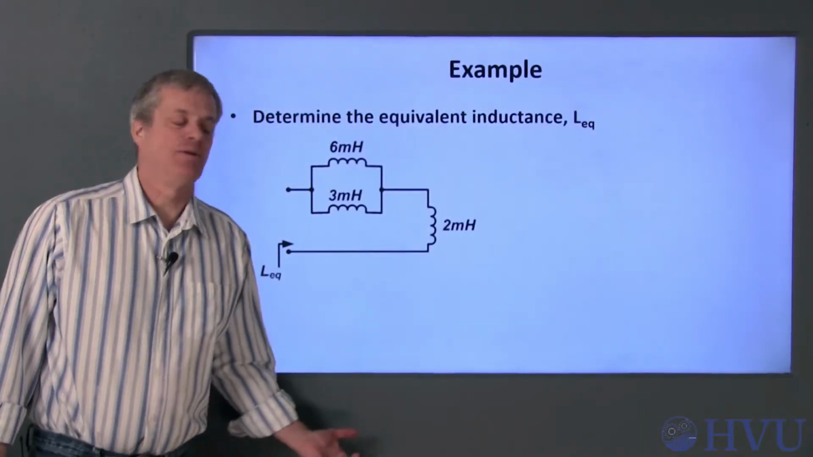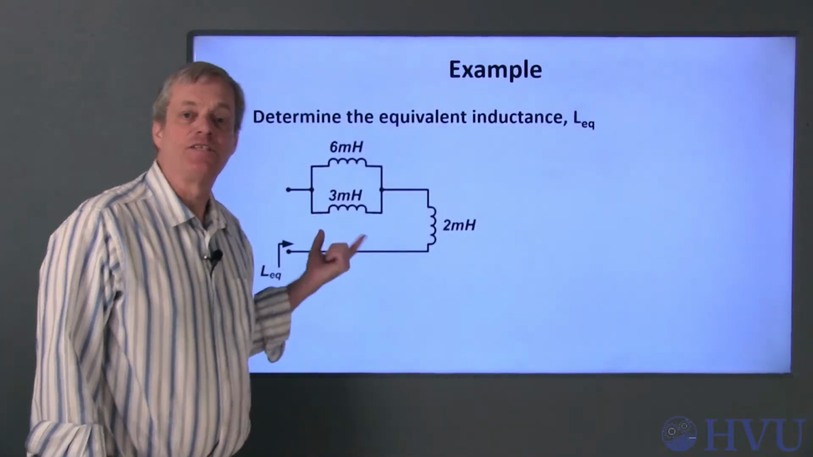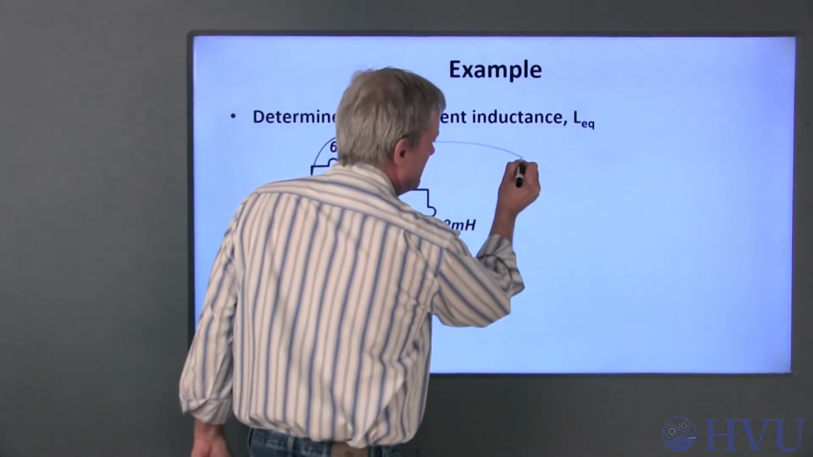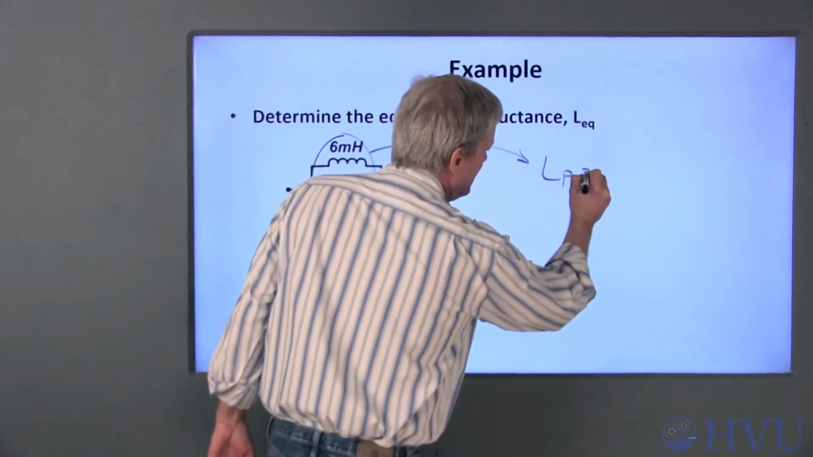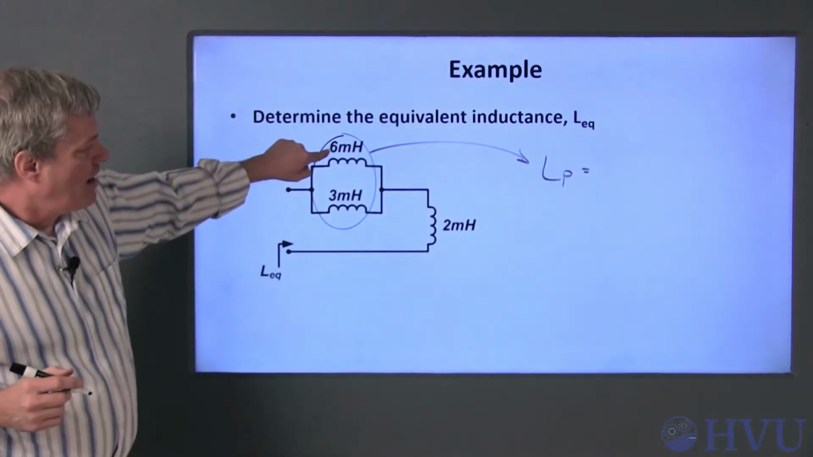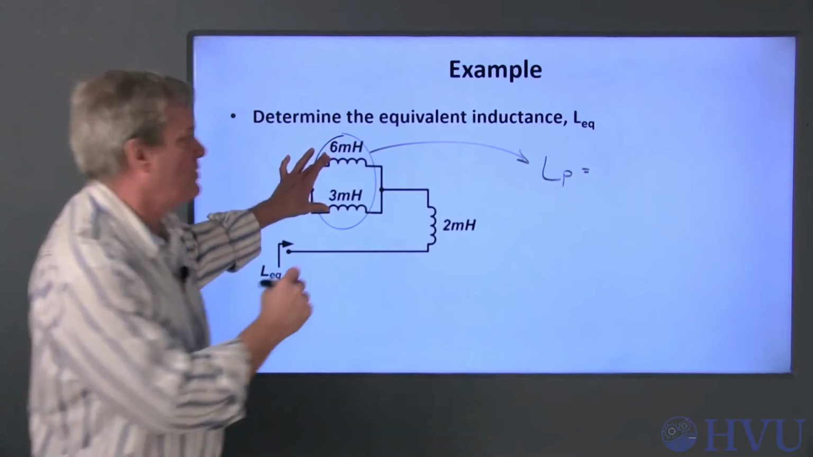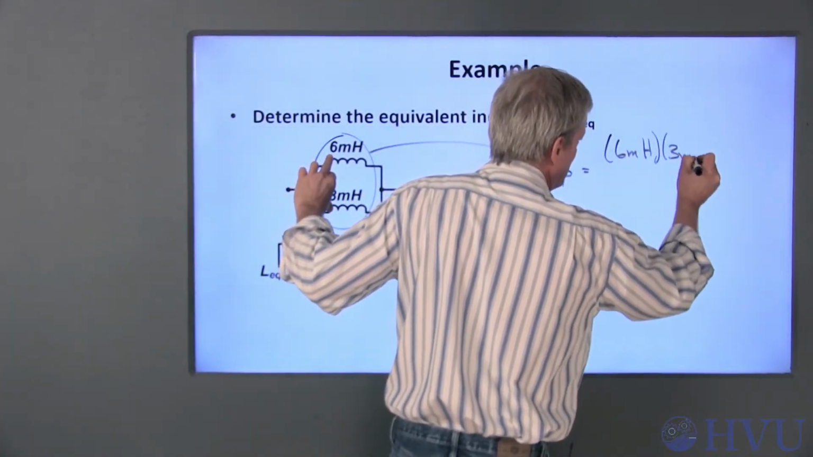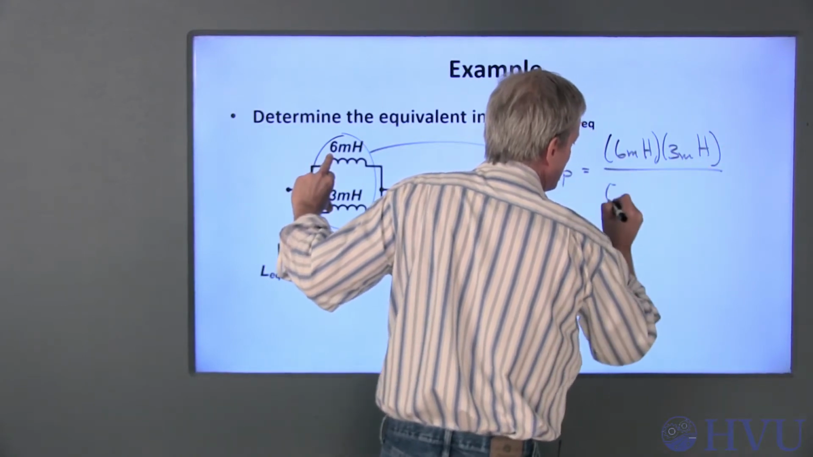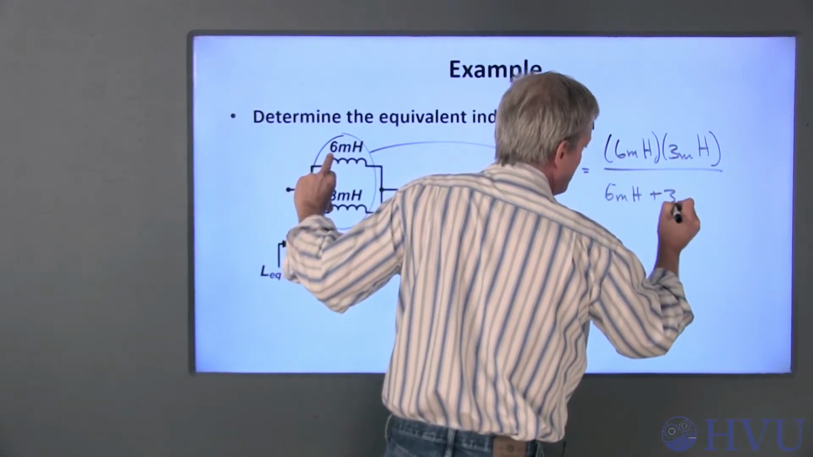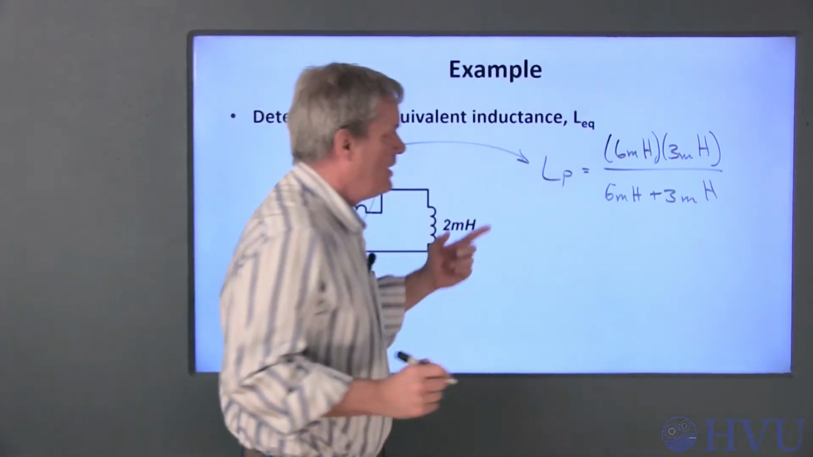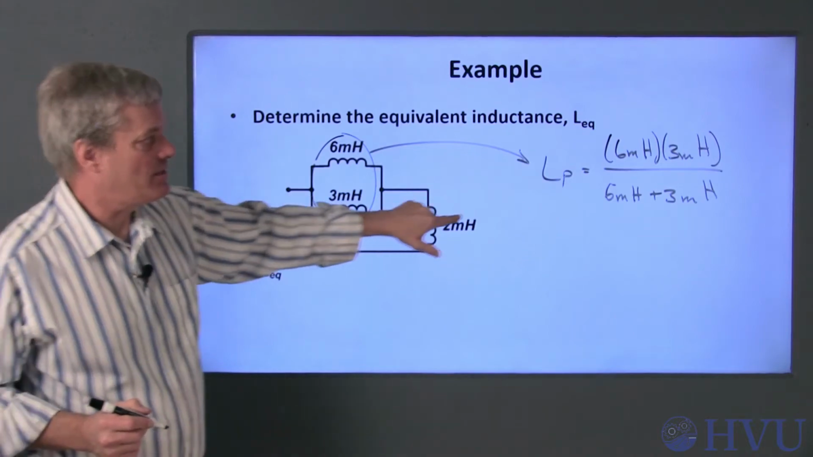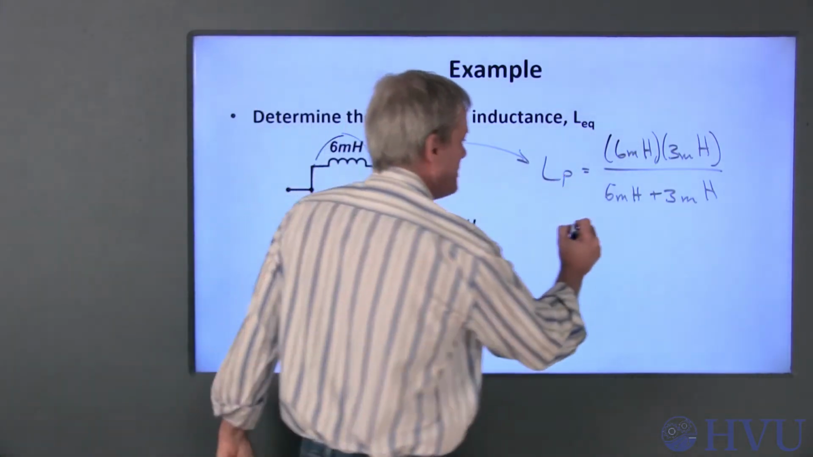Finally, I'll do an example of determining an equivalent inductance for this network of inductors. These two inductors are in parallel. They have an equivalent inductance, Lp, of the product of the two over the sum of the two. So 6 millihenries times 3 millihenries over 6 millihenries plus 3 millihenries. Inductors in parallel add like resistors in parallel. Since there's just 2 of these, I can use the special formula for parallel resistances.